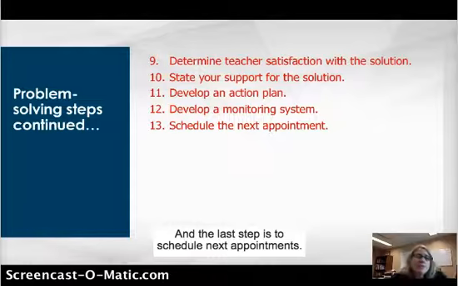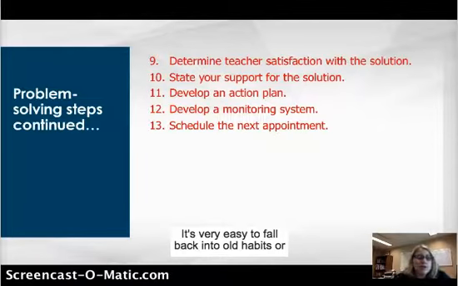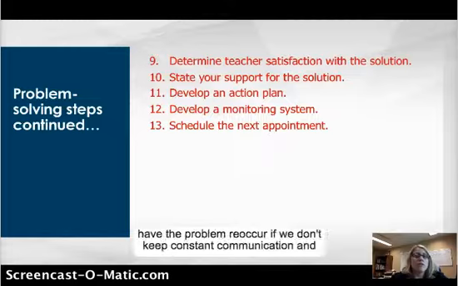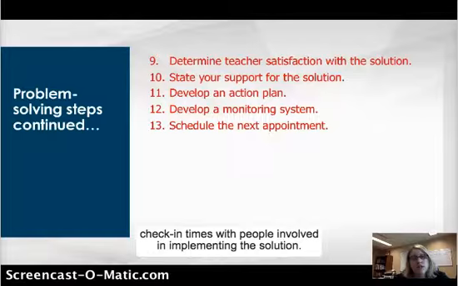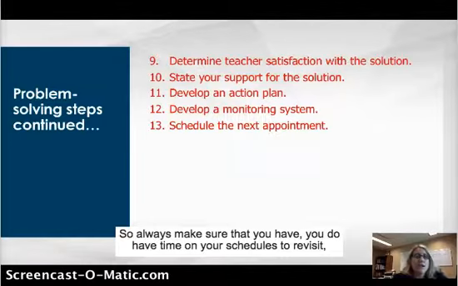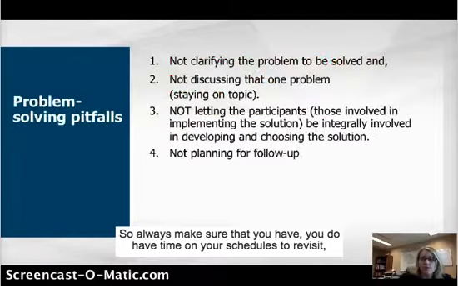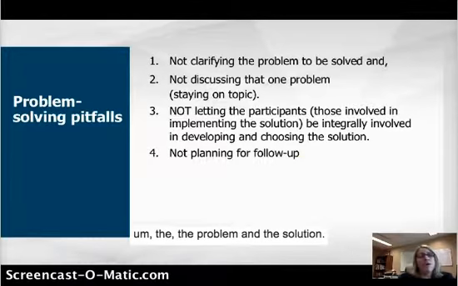And the last step is to schedule next appointments. It's very easy to fall back into old habits or have the problem reoccur if we don't keep constant communication and check-in times with people involved in implementing the solution. So always make sure that you do have time on your schedules to revisit the problem and the solution.